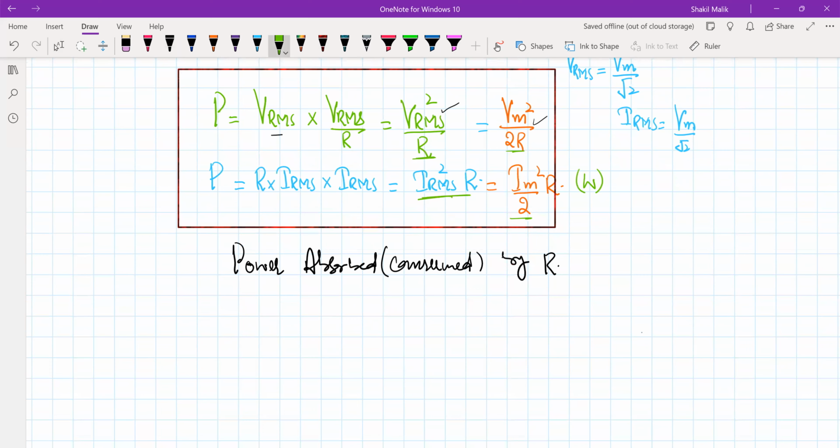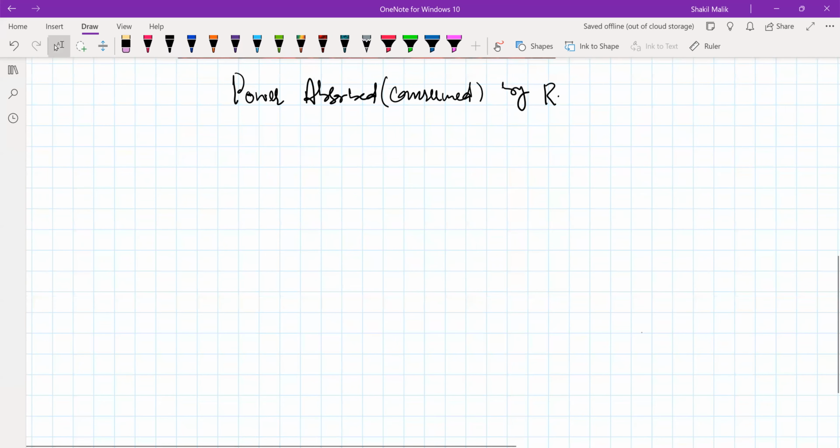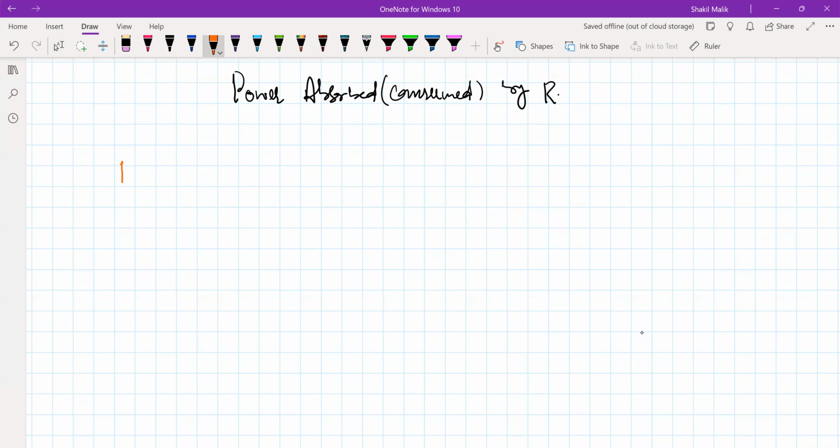Now, how do we define the reactive power? If you remember from the previous session, what is the definition of reactive power, first of all?